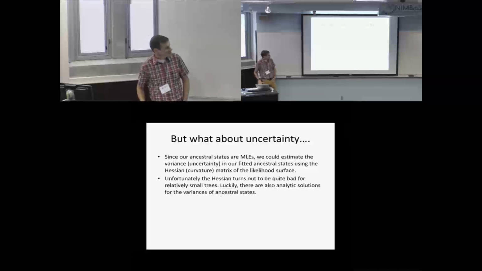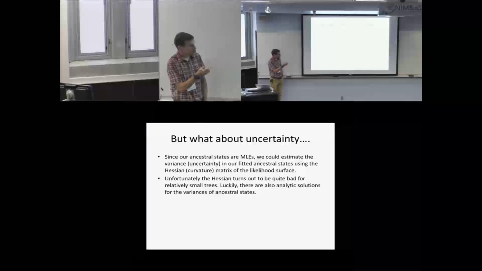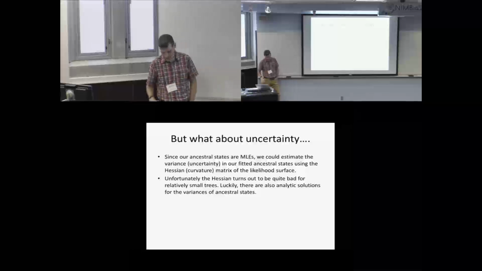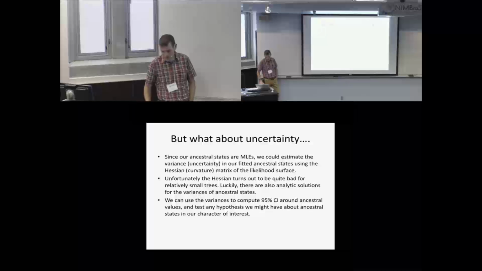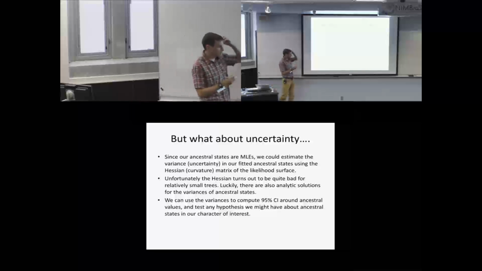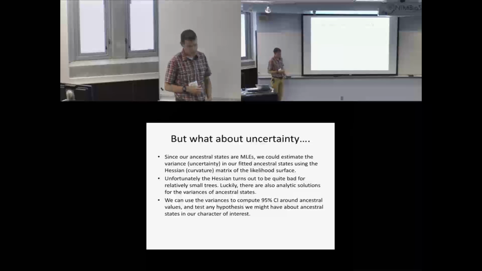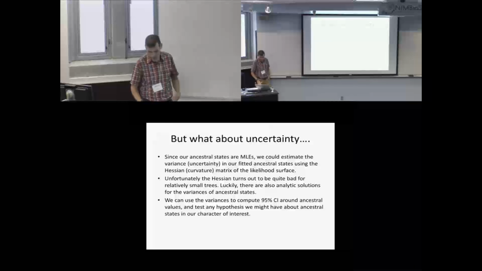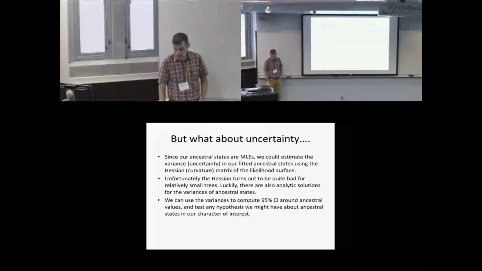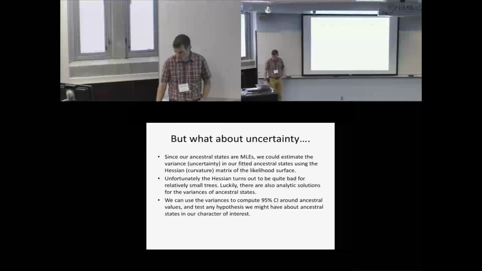Unfortunately, it turns out that the Hessian actually is quite bad for relatively small trees, but there are also analytic solutions for the variances of ancestral states, under Brownian motion at least. And we can use these variances to compute 95% confidence intervals around ancestral values and to test any hypothesis that we might have about ancestral states in our character of interest. For instance, can we exclude a particular value with confidence as having been the ancestral value at a particular node in the tree?